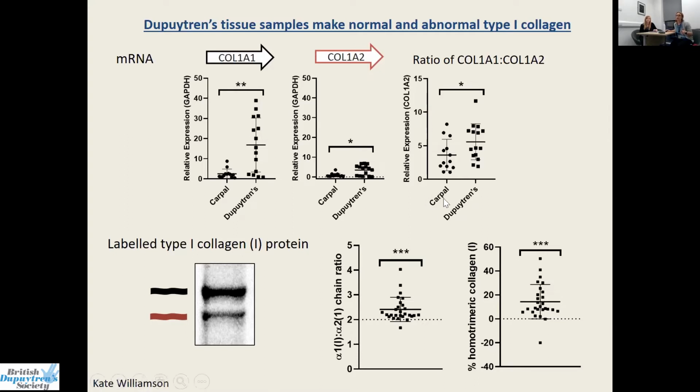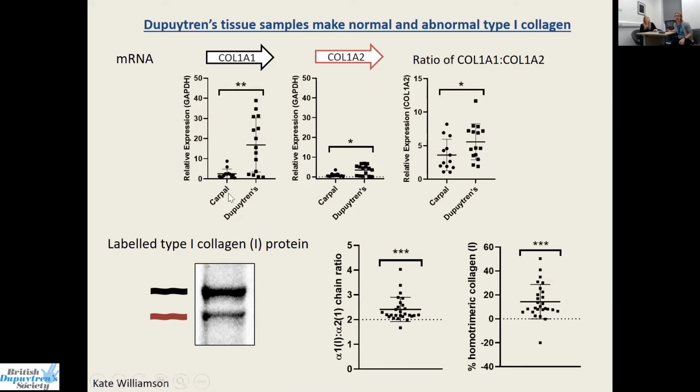For our controls, we used carpal ligament from carpal tunnel decompression surgery. We use this because it's relatively normal and it cannot be obtained from hand surgery, and we can process the tissue within a similar amount of time that it takes to process the Dupuytren's tissue in the lab.